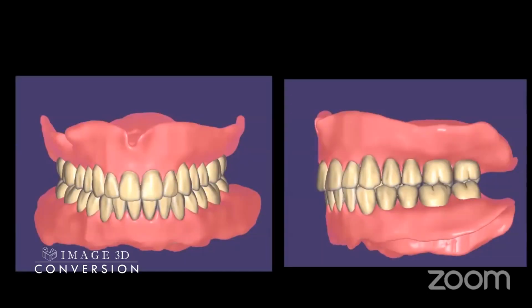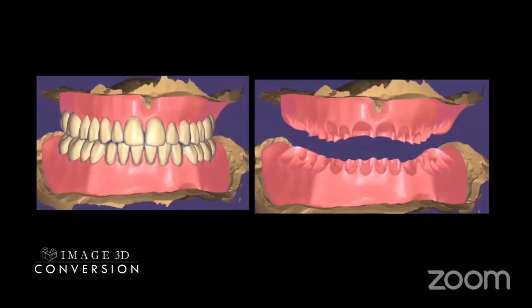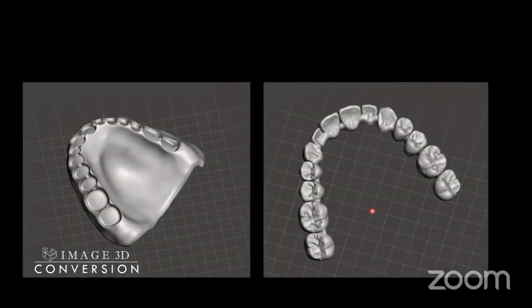Now on the software, this is how it looks. The dentures are ready. So the teeth are removed. The sockets are seen like this. There is an offset set for the base where the teeth are fixed or attached. So this is how the maxillary denture looks.